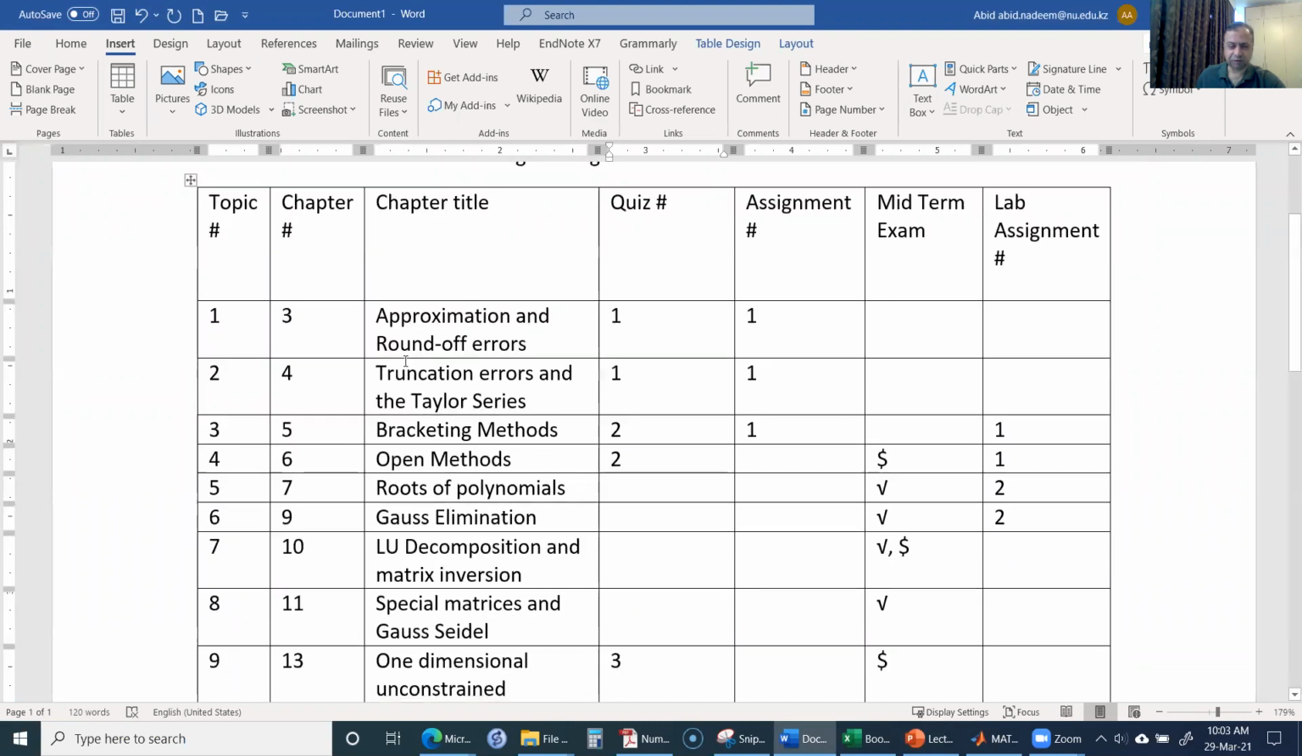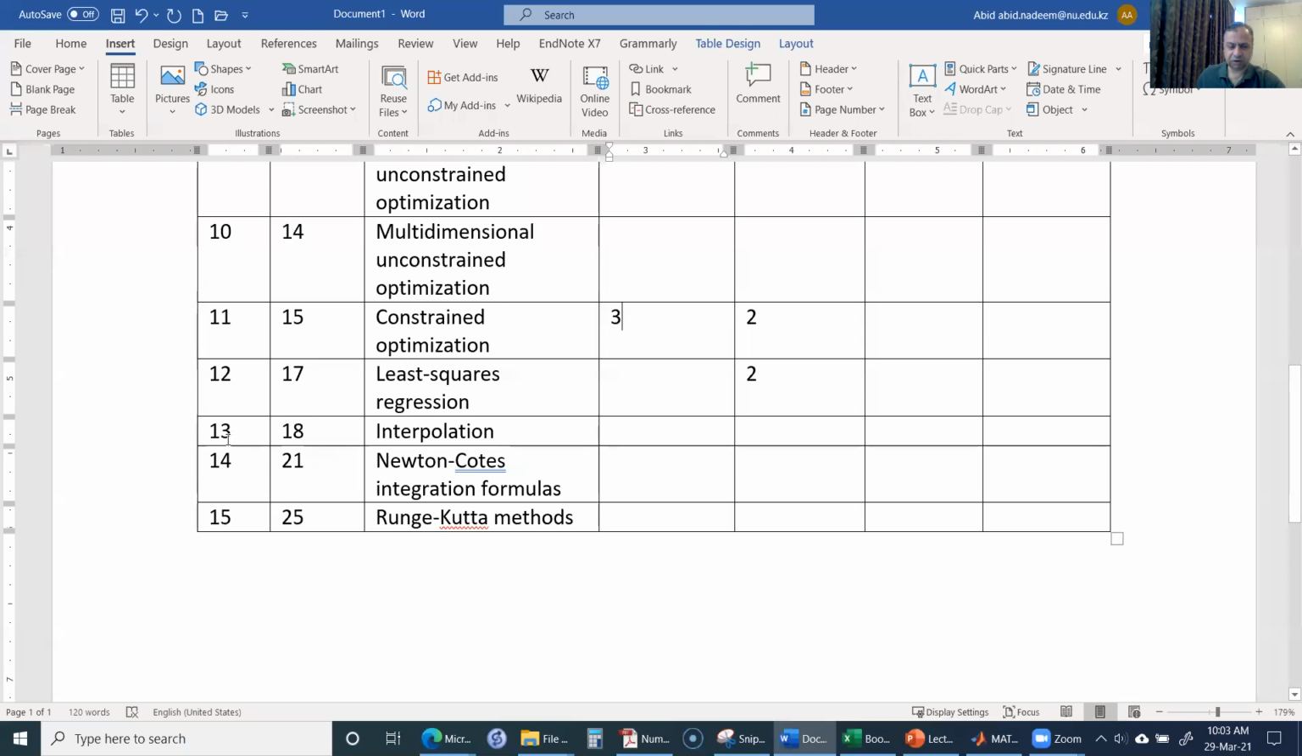So for example, we have up to now studied 13 topics. So there are two topics left, 14 and 15. The 14th is the topic today, and the 15th will be in the next week. So we'll try to finish this topic, Newton-Cotes integration formula, in this week, and then in the next week we will be looking at the Runge-Kutta methods. So overall we have 4 weeks left, so we have plenty of time to finish these two topics.